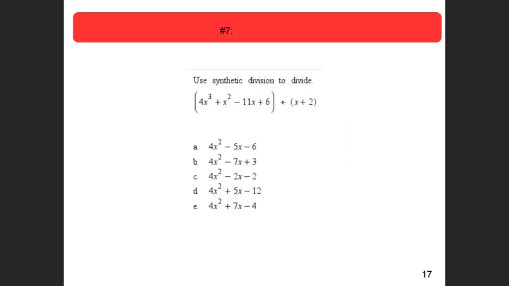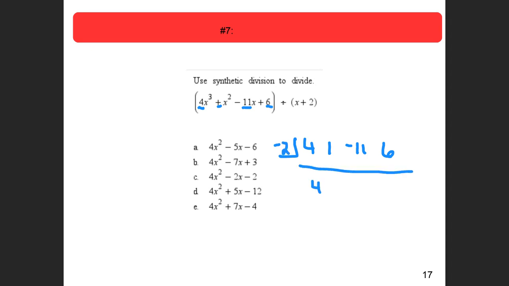All right, number 7. Use synthetic division to divide. Oh, so now they're telling me to use synthetic division. I love it. So I'm going to go 4, 1, -11, 6. All I did is just write down the leading coefficients. And then I'm going to divide by whatever makes this equal to 0, so that's -2. Bring down the 4. -2 times 4 is -8. 1 plus -8 is -7. Multiply, that gives me 14. That's 3. -6, remainder of 0.